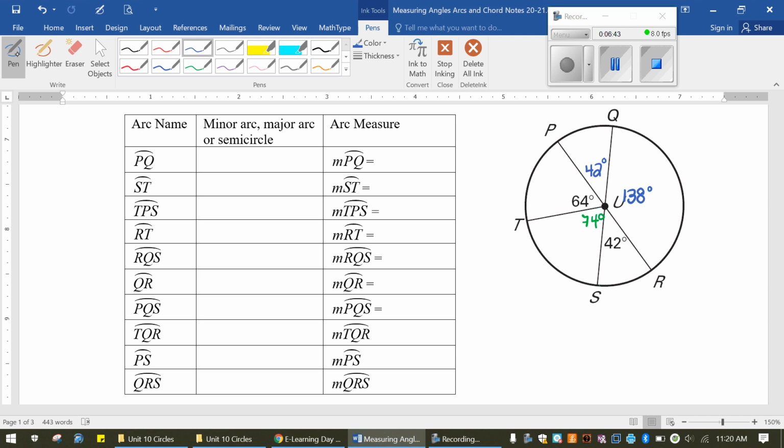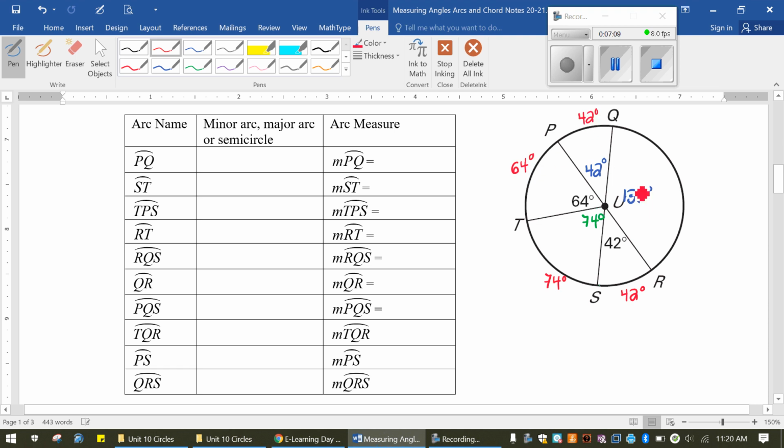Okay, a central angle and its arc will have exactly the same measure. So that means if the angle whose vertex is right here at the center is 42 degrees, then this arc of SR will also be 42 degrees. So once I know each of these central angles, I can fill in all of the corresponding arcs to those central angles on the outside of my circle.